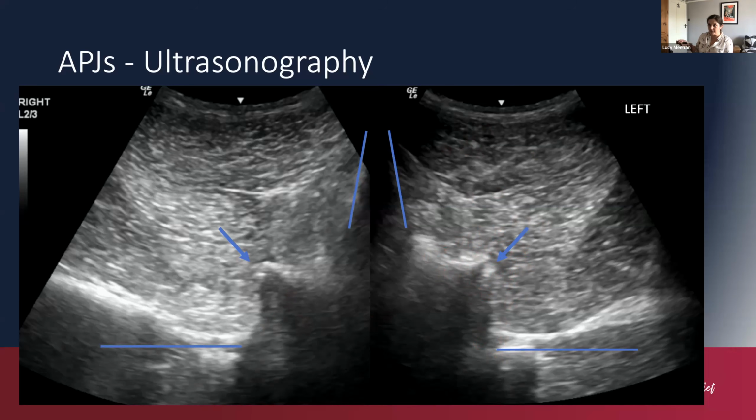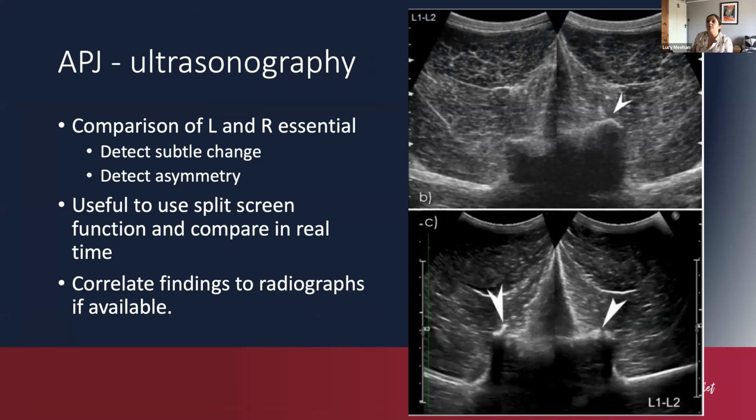So I like to do the left and then go over and do the right of the same location and compare them in real time. I'm quite short, so I have to stand on a stool next to the horse to do it, but taller people than me are able to do it just from one side of the horse. So what are we looking for? We're looking for asymmetry, essentially.